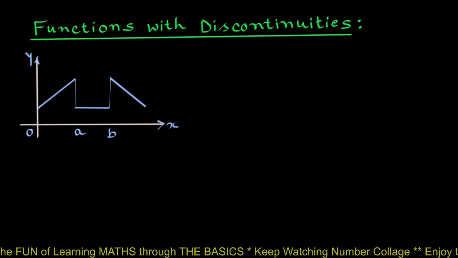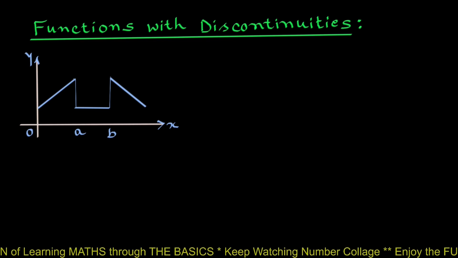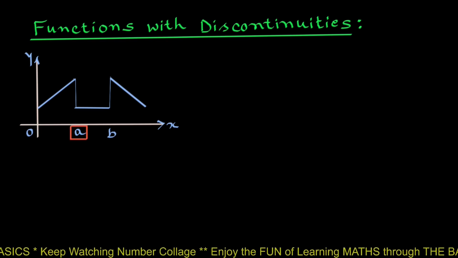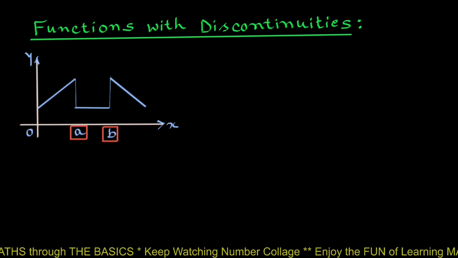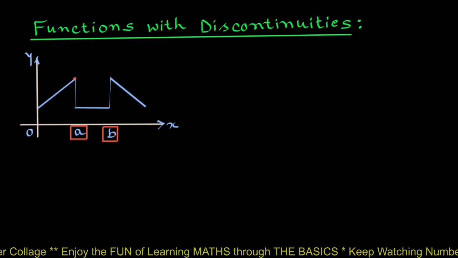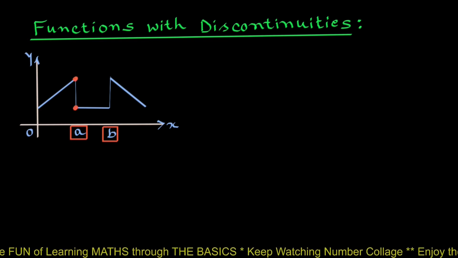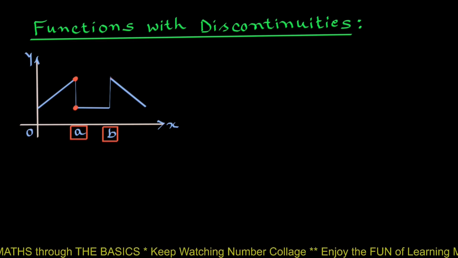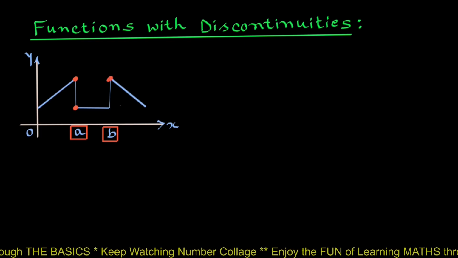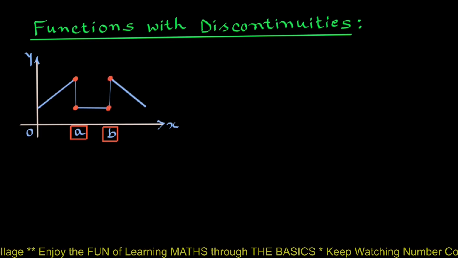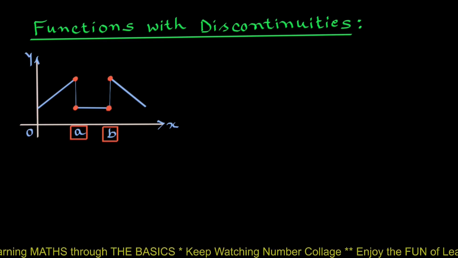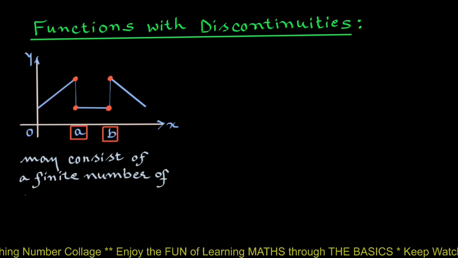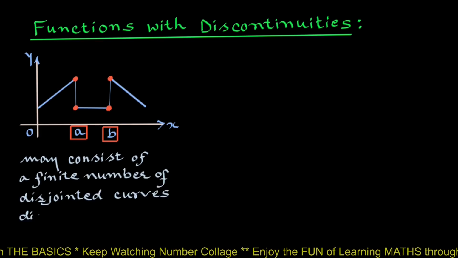The function whose graphical representation is shown here has discontinuities at 2 points x equals a and x equals b, because here limit of the function as x tends to a is not same as value of the function at x equals a. Same is here, limit of the function as x tends to b is not the same as value of the function at x equals b. Such functions may consist of a finite number of disjointed curves given by different equations.